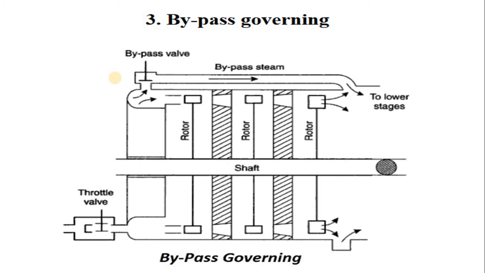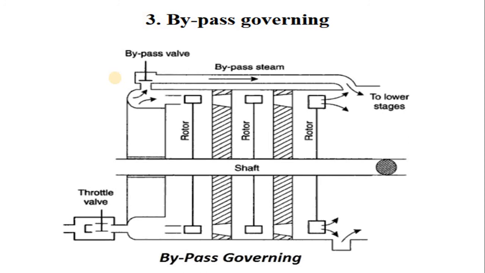The third one is bypass governing. It is implemented mostly in the case of large capacity power plants, or multi-stage turbines where the pressure requirement is more than 40 bar. In a large capacity power plant with a multi-stage turbine, there are n number of moving blades as well as fixed blades and nozzle sets. The first stage is the high pressure stage, the middle stage is the moderate pressure stage, and the last stage is the low pressure stage.